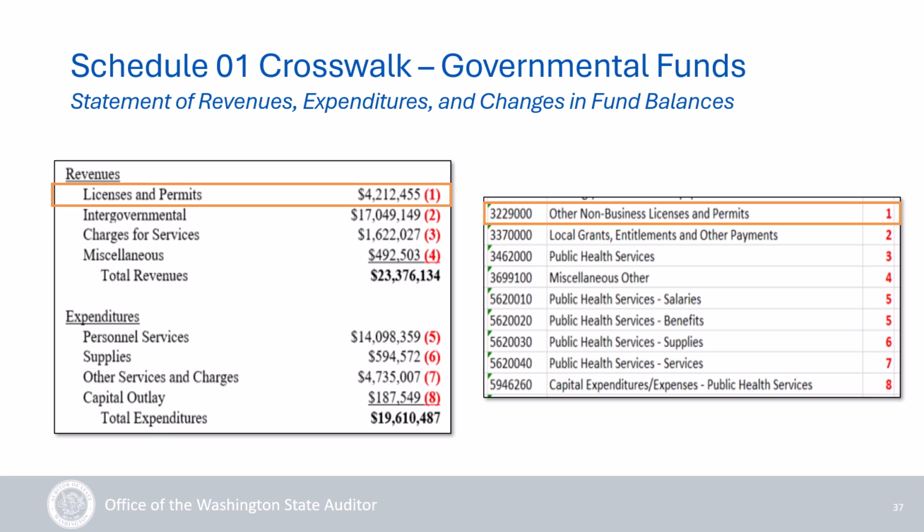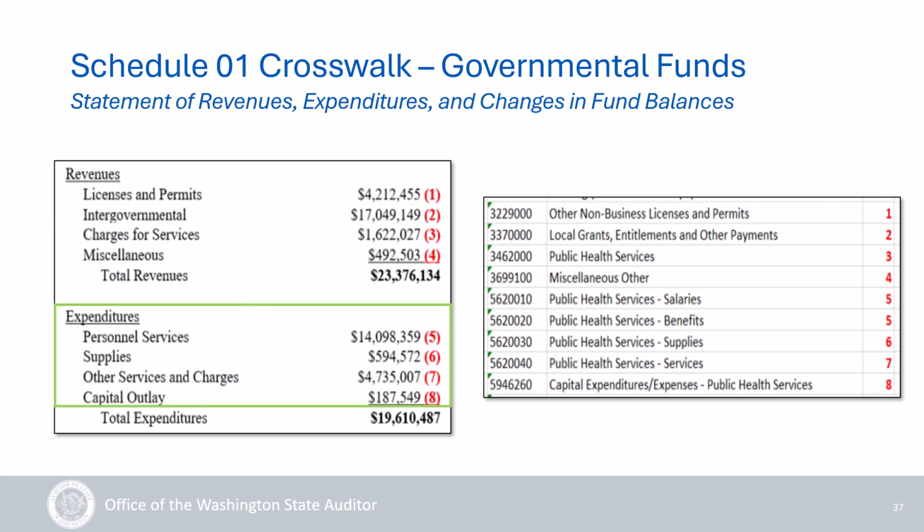over there on the Schedule 01. Then moving down to expenditures, depending on your specific statement, these might be at a higher level of detail than what is needed for the Schedule 01. You will want to either separate or consolidate amounts, so you're reporting salaries, benefits, supplies, and services, then any debt or capital as it applies.